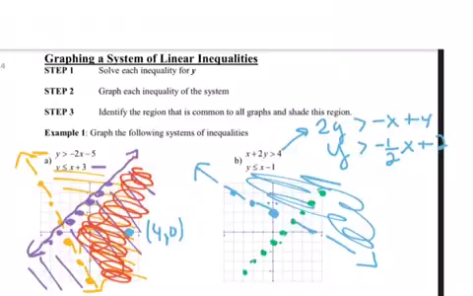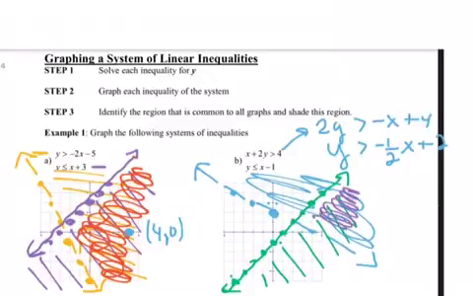And this one has a line underneath, so I'm going to connect it with a solid line, and its y is less than, so I'm going to shade underneath. And I see that my overlap is this region in here. These would be considered my solution set.